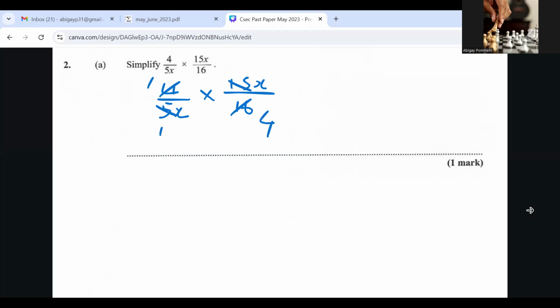5 into 5 is 1. 5 into 15 is 3. And we know x cancels x. So our answer is 1 times 3, 3, 1 and 4, 4. So 3 over 4. That would be our answer.